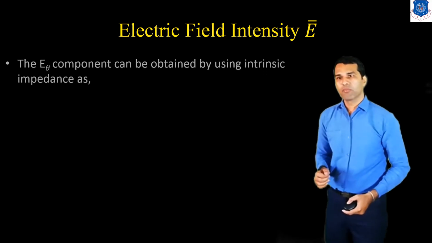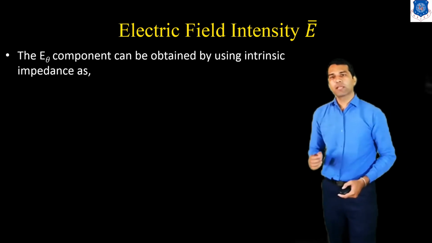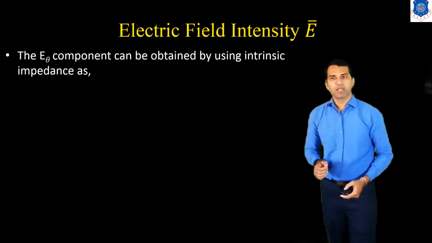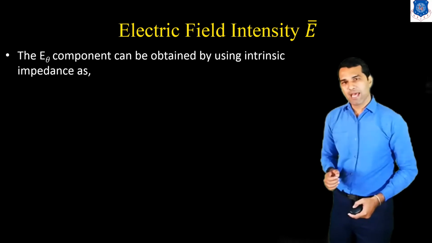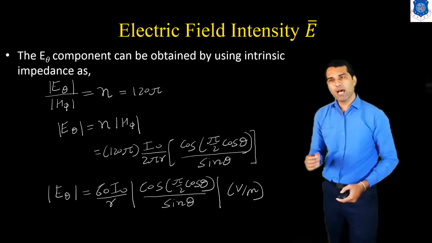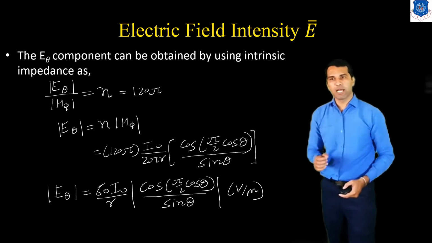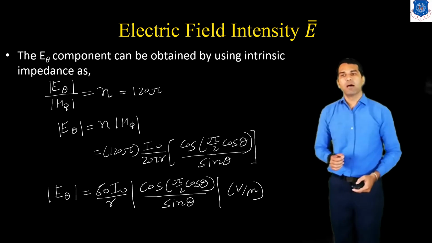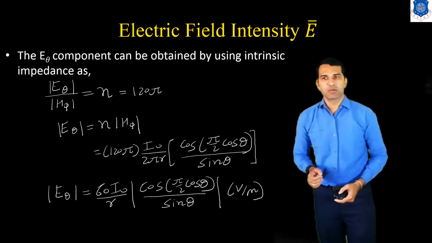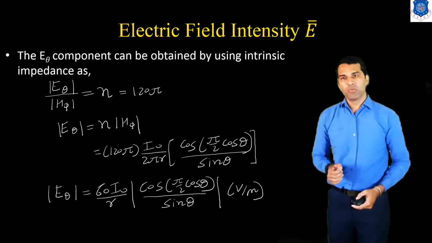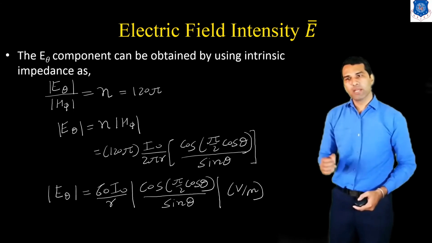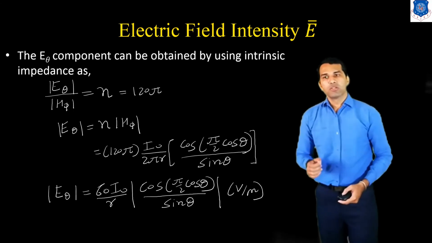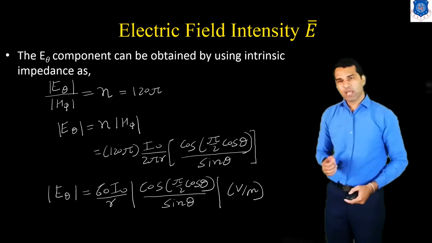The E theta component can be obtained by using the intrinsic impedance: E theta upon H phi is equal to eta. We know that the value of eta for free space is equal to 120 pi. So we can write E theta is equal to eta into H phi, and we have the equation for H phi.